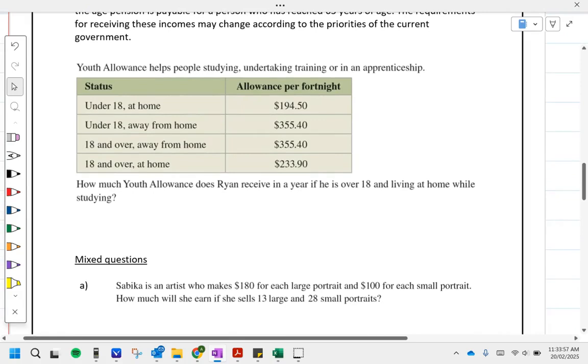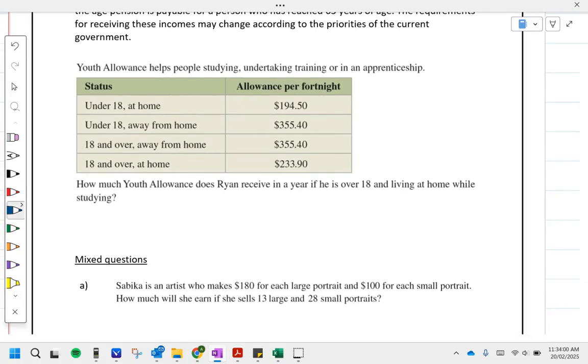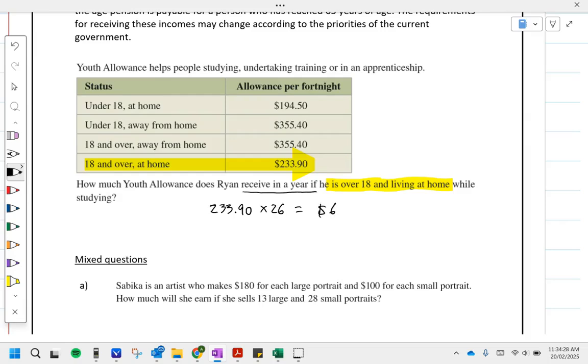How much youth allowance does Ryan receive in a year if he's over 18 and living at home while studying? So 18 and over and at home, he's going to get $233.90. So that's $233.90 per fortnight. The question is, how much does he receive in a year? Because there are 26 fortnights in a year, we multiply that by 26. So that's $6,081.40.